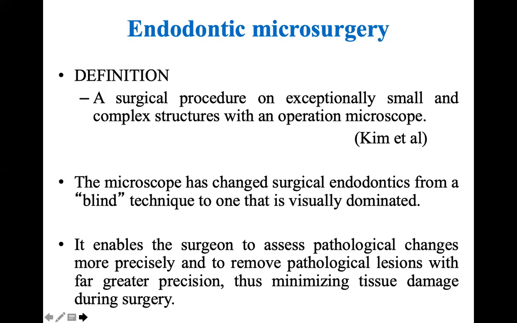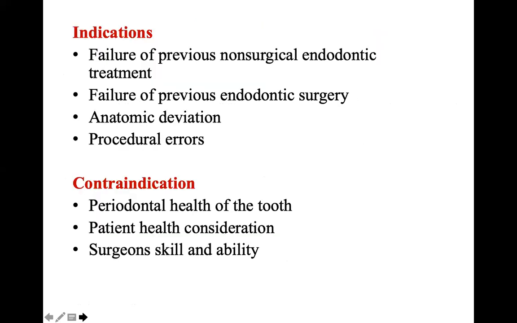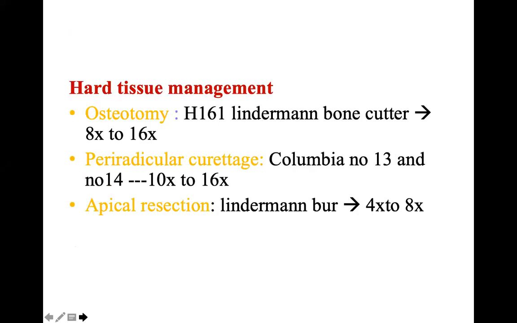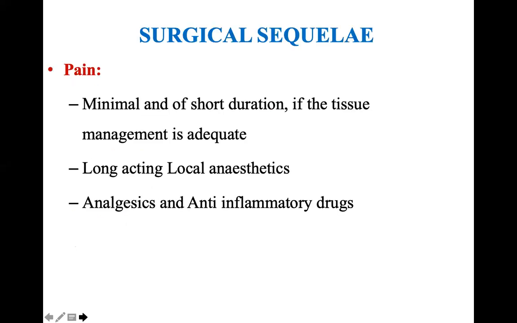The microscope has changed surgical endodontics from a blind technique to a visually dominated technique. The patient can have all the surgeries with a minimal exposure. These are the indications: when non-surgical endodontic treatment has failed, when there is previous endodontic surgery, anatomic deviations, procedural errors. Contraindications are similar to endodontic surgery. Only here we require a very small osteotome and very small periradicular curettage, or an apical resection you can do with a very small bur. So everything is very small, microscopic here. And the pain is also less, because since the surgical procedure is smaller, the pain will be less.